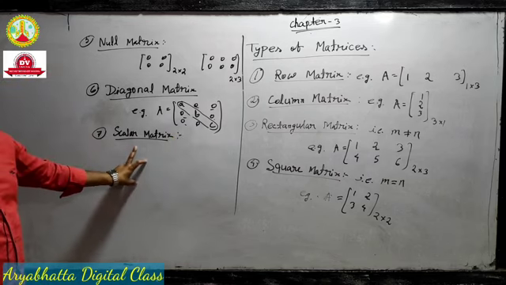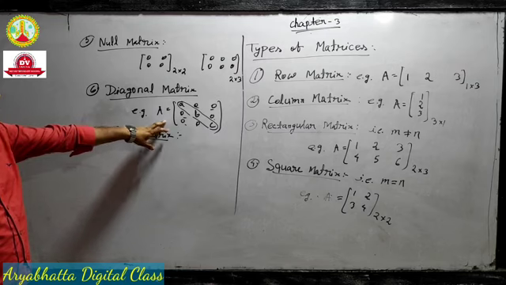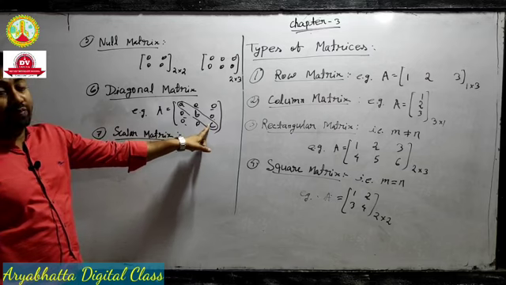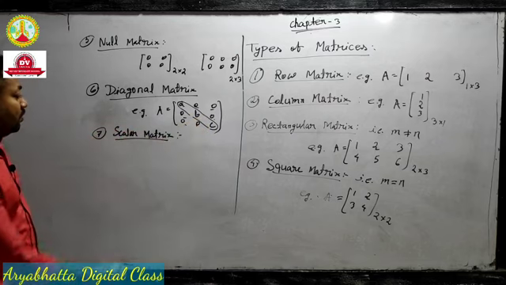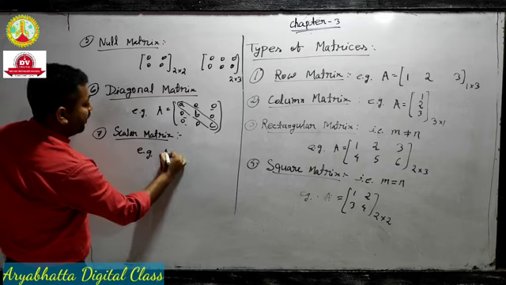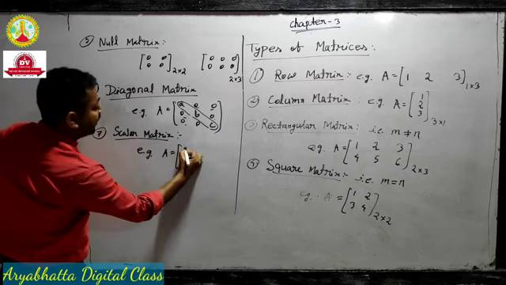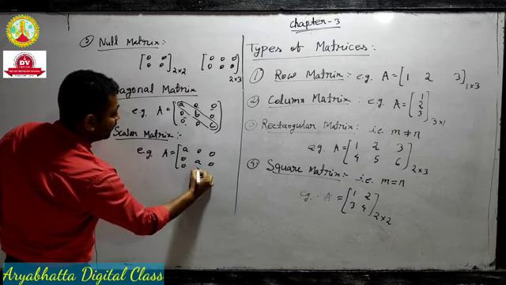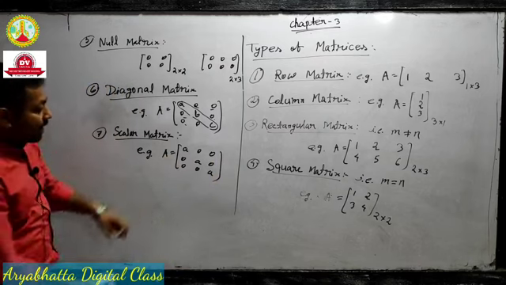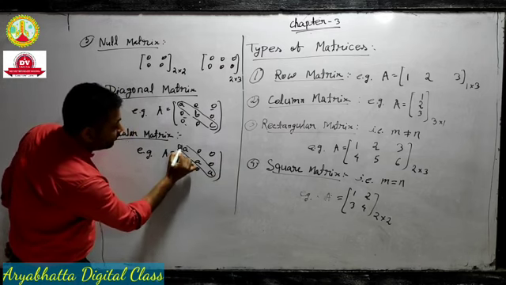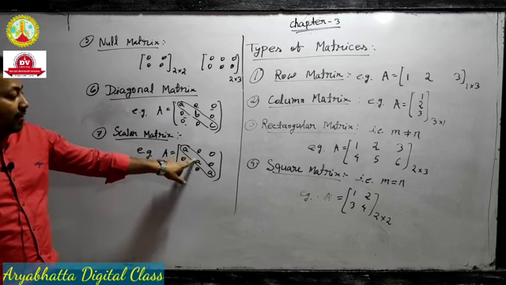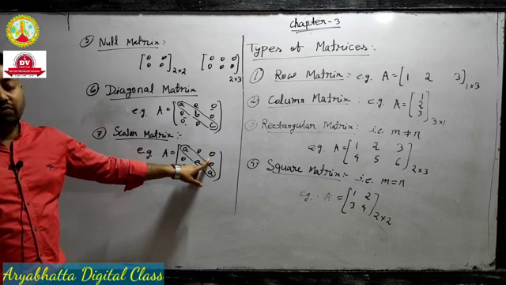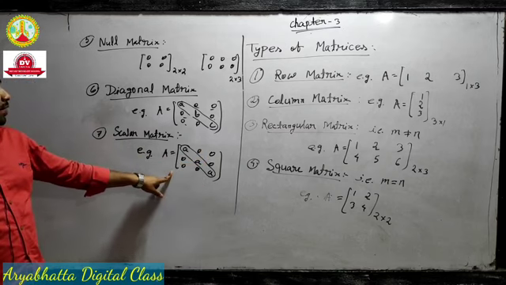Scalar matrix. What is a scalar matrix? A diagonal matrix is said to be a scalar matrix if all the diagonal elements are the same and the non-diagonal elements are 0. For example, A equals... Here, these are called the diagonal elements, the principal diagonal, and the diagonal elements are the same, A, and the non-diagonal elements are 0. This matrix is called a scalar matrix.